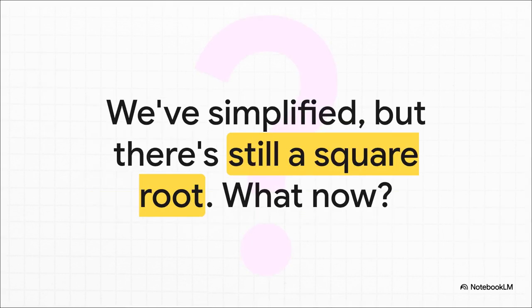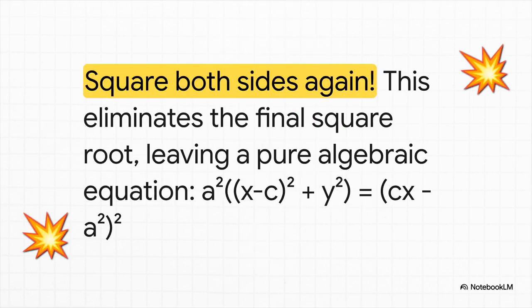So here we are. We've simplified a ton, but we're not quite at the finish line. There's still one square root hanging around. So, what do we do? How do we finish this thing off? We do the exact same thing again. The key is to just apply the same trick a second time. We square both sides one more time. This is like the final knockout punch that gets rid of that last square root and lets us finally solve this puzzle.